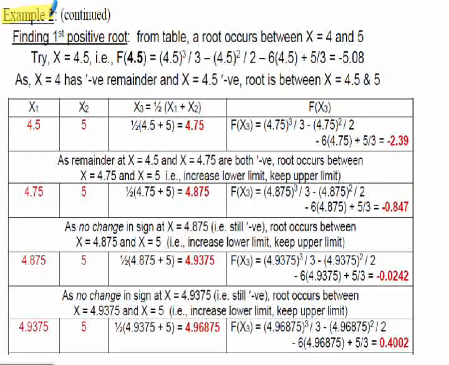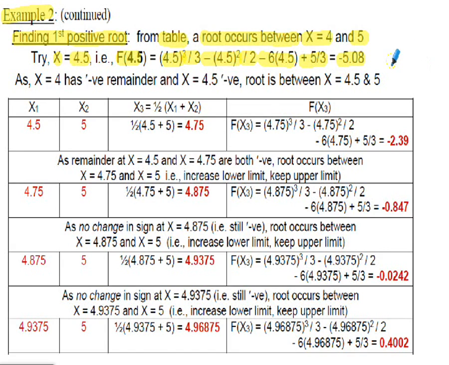So example 2 continued. We're finding the first positive root. From the table on the previous slide, a root occurs between x is equal to 4 and x is equal to 5. So let's try an x value of 4.5, the midpoint between 4 and 5. For f(x) at 4.5, we get 4.5 cubed divided by 3 minus 4.5 squared divided by 2 minus 6 multiplied by 4.5 plus 5 divided by 3. That gives us a negative value for the remainder, negative 5.08.